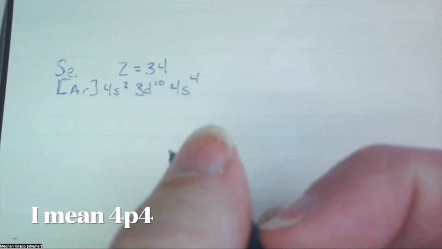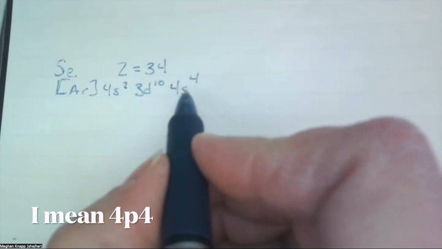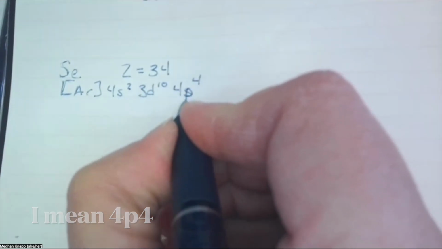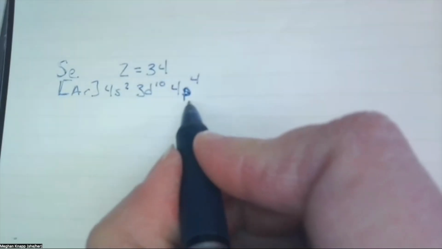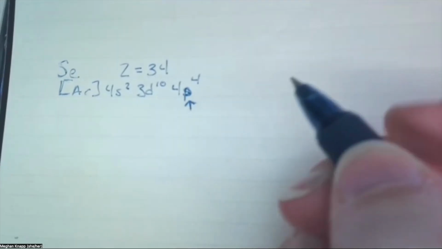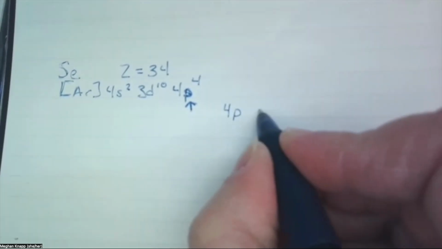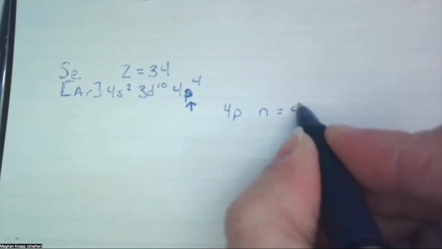All right, so let's say I am looking at 4p4. Sorry about that. Okay, let's say I want to know what is the shielding on one of these. So this is my target electron. For the target electron, n is equal to 4.